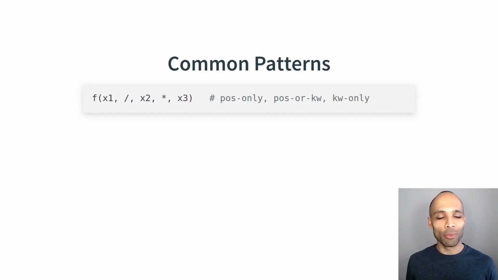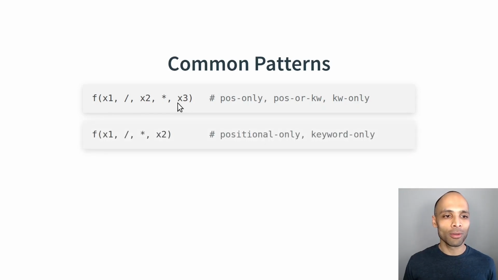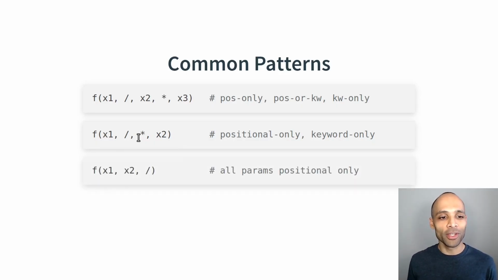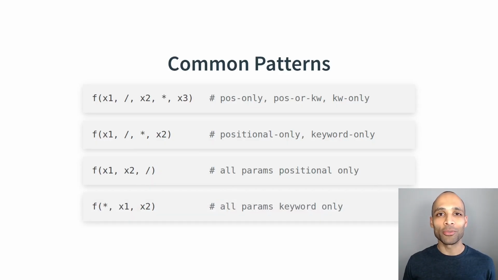The most obvious one is the one we just saw, where you have a mixture of positional only arguments, positional or keyword arguments, and keyword only arguments. But more commonly, you'll see something where you're explicitly forcing some parameters to be positional only and other parameters to be keyword only, and there's no parameters that can be either or. Another variant is where you're forcing all of your parameters to be positional only. You can see that slash at the very end. And the last pattern is where you force all arguments to be keyword only. Nothing can be passed in as a positional argument.